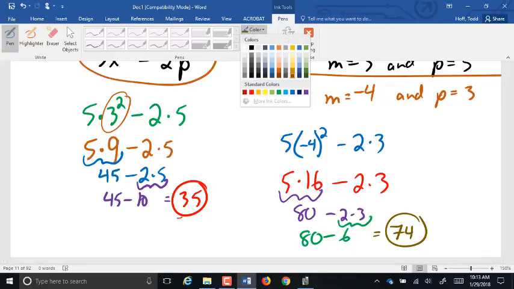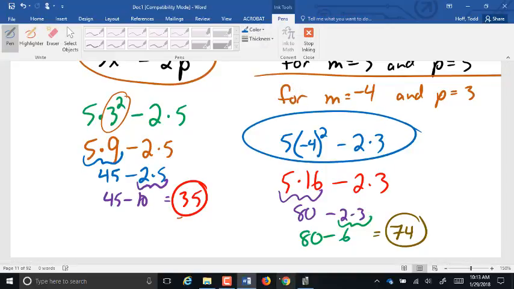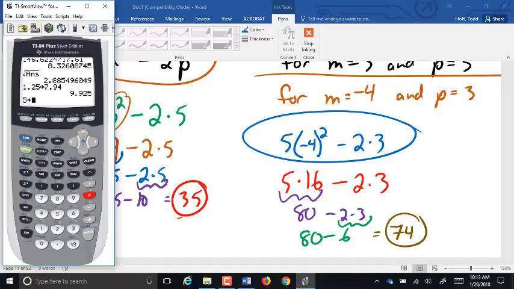We have to be careful punching this one in the calculator, because if we'd done this, 5 times negative 4 squared minus 2 times 3, my calculator is going to give me a very wrong answer. Negative 86 is not the correct answer. The reason being is this part right here, the negative 4 squared. It'll try to tell me that it's negative 16. Well, any number squared has to be positive. Negative 4 times negative 4, a negative times a negative is a positive. Why does that say negative 16 then?